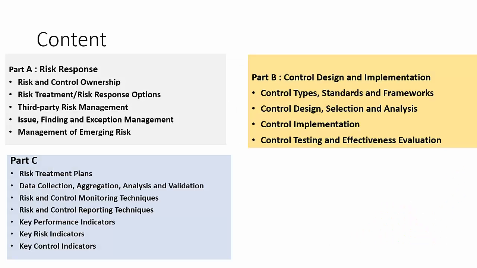Domain 3 is basically split into three parts. Part A is called risk response, which is very important for your exam, in which we're going to discuss risk and control ownership, risk treatment, third-party risk management, issues, findings and exception management, and management of emerging risk. Then we have Part B, in which we're going to discuss control design and implementation, because once you identify the risk, you need to address the risk with the help of controls. So: control types, standards, frameworks, control design, selection, analysis, control implementation, control testing and effectiveness evaluation. That is basically part of Part B.